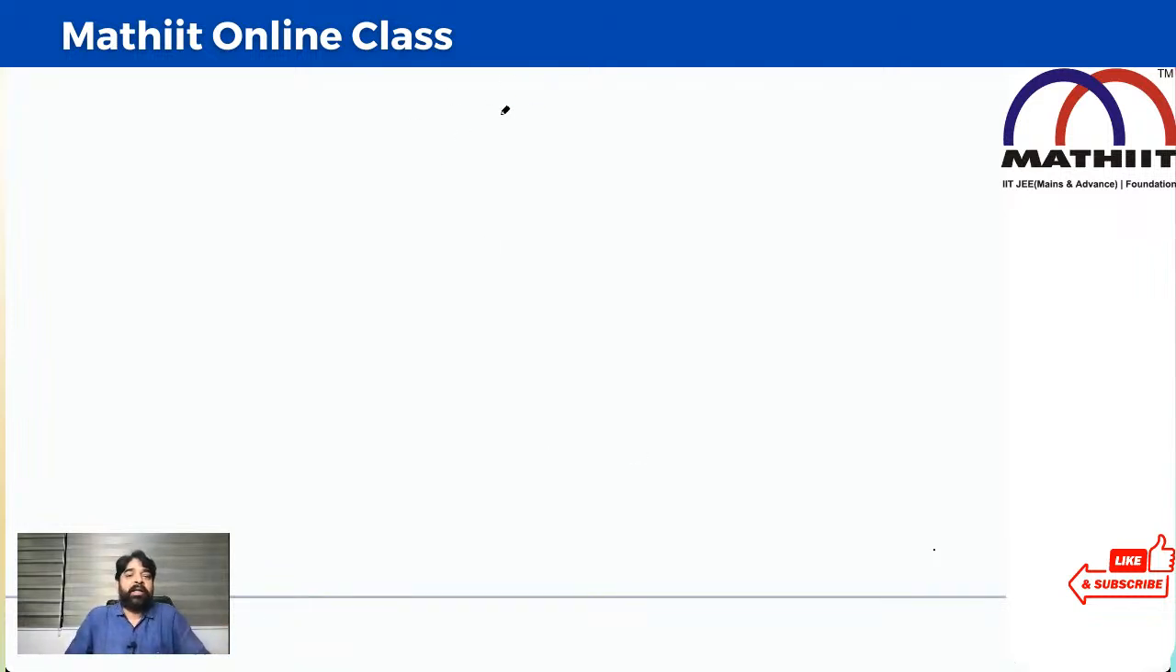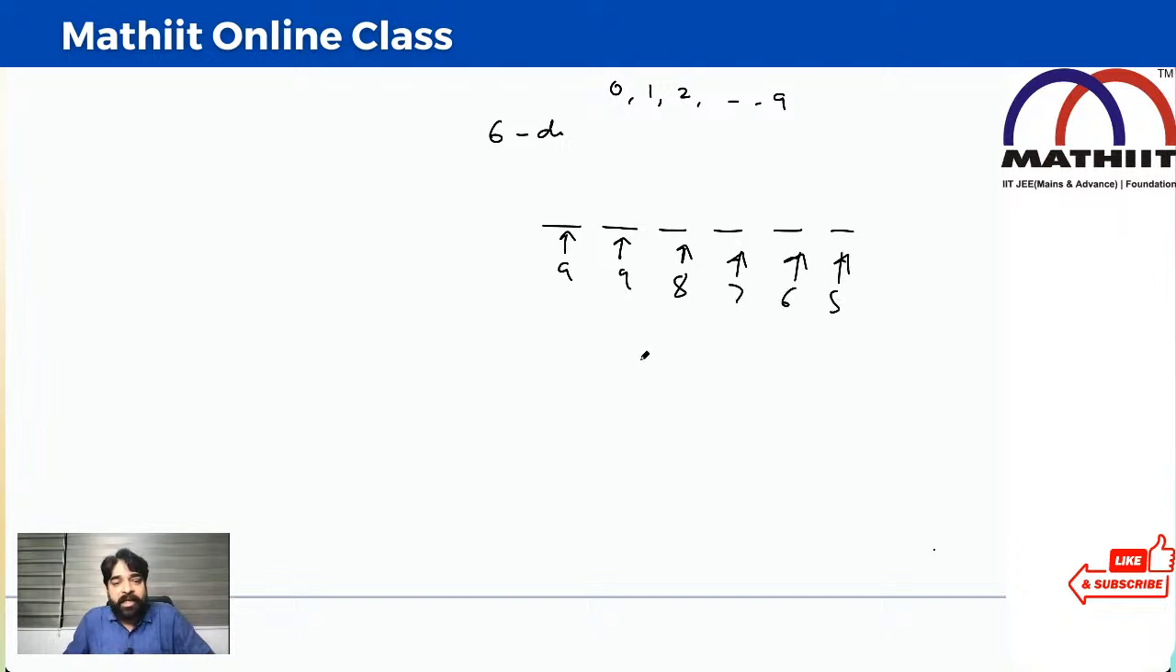Suppose I ask, in how many ways can I form a 6-digit number using the digits 0 to 9, repetition not allowed? So what do you say? The first place can be filled in 9 ways because 0 cannot come. The next places can be filled with repetition not allowed, so 9, 8, 7, 6, 5. You can see the multiplication that is coming. This is not that big a problem, but still it's a problem. This is a big calculation.